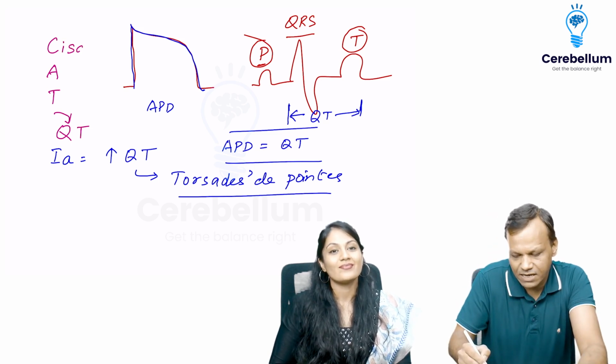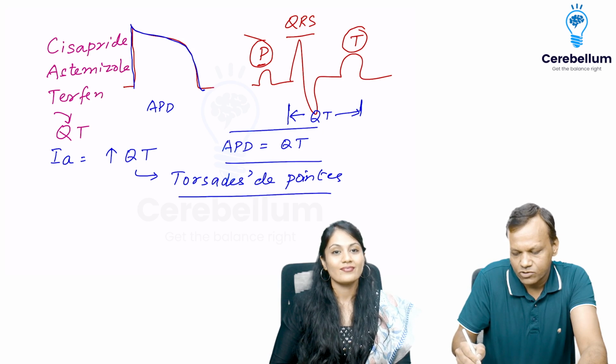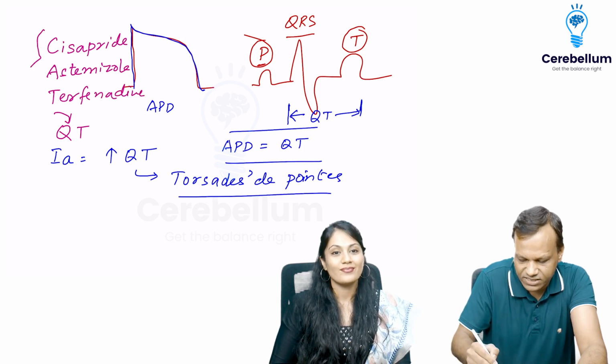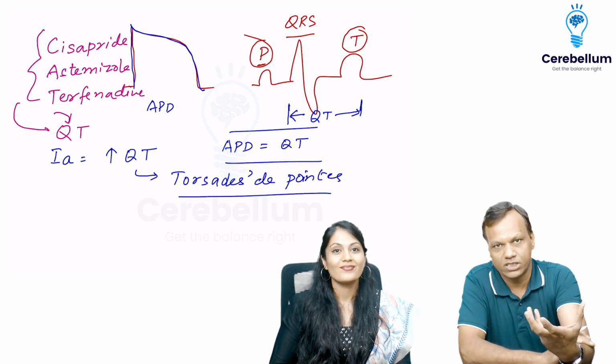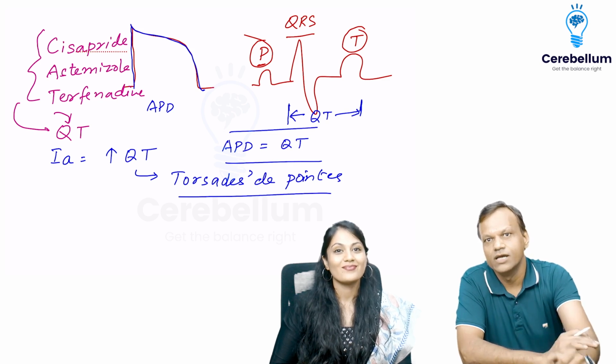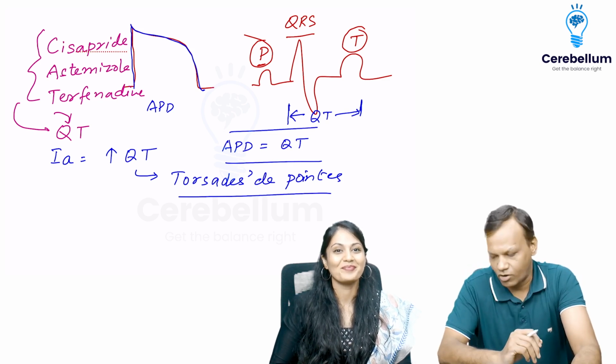So these are cisapride, astemizole, and terfenadine. So these all have been banned. The reason was the same, that they were causing QT prolongation. So all cute people should be banned. Okay, so cute drugs cause QT prolongation.